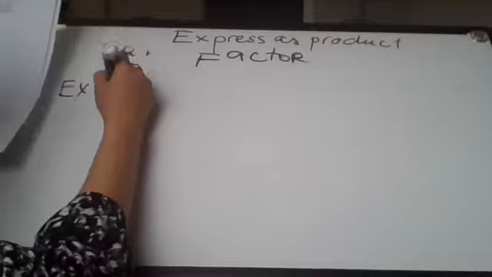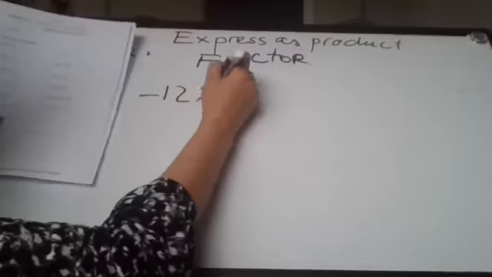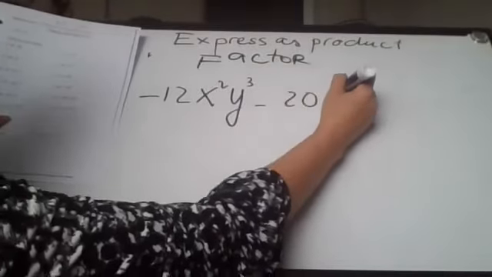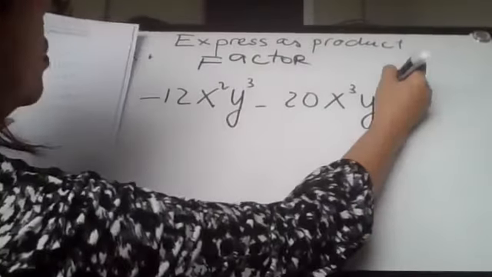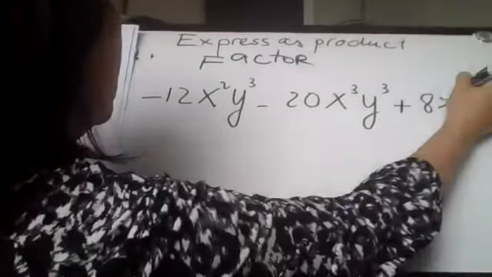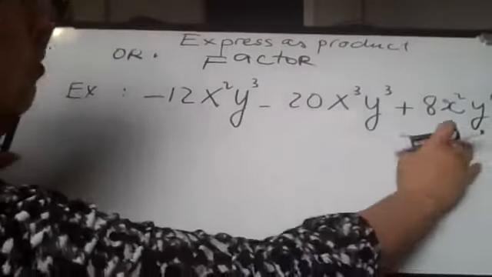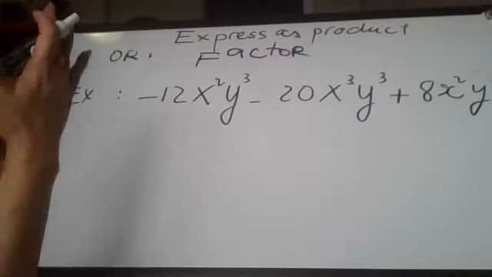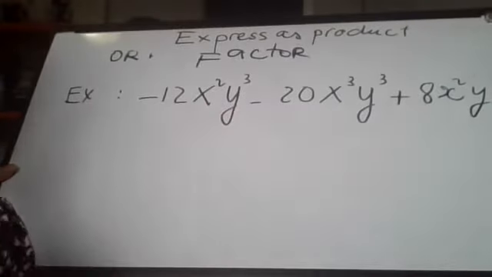So I'm going to do minus 12 x squared y to the power 3, minus 20 x to the power 3 y to the power 3, and plus 8 x squared y to the power 4. Okay, so this is the 3-term expression. We're going to break it down into two brackets to factor this algebraic expression.